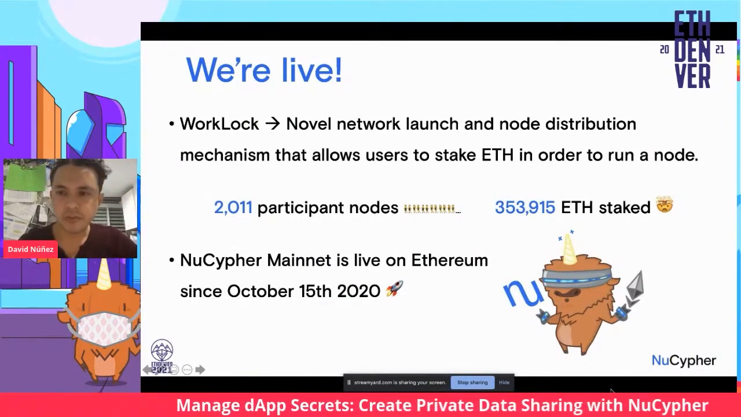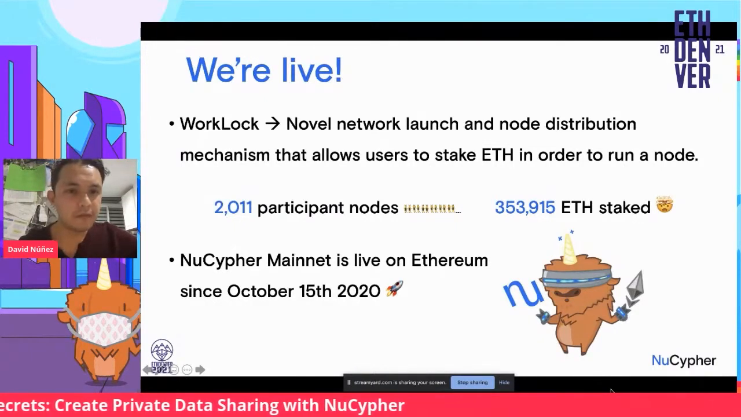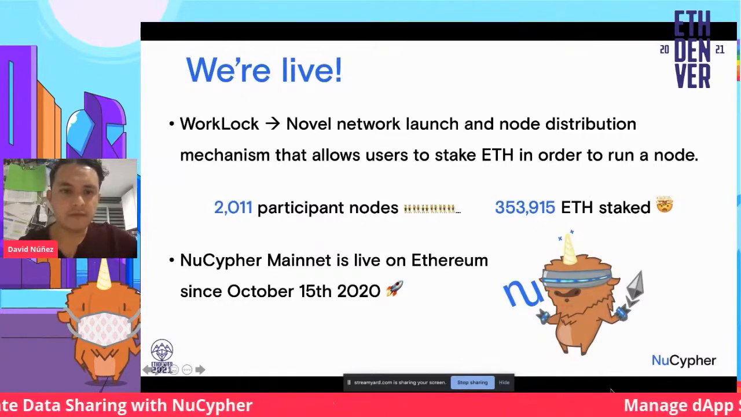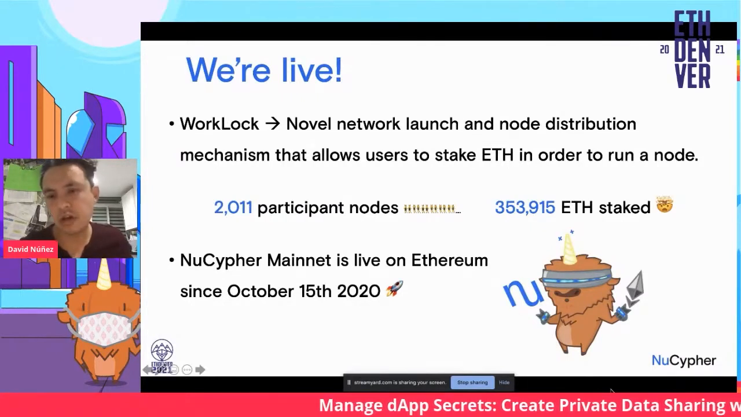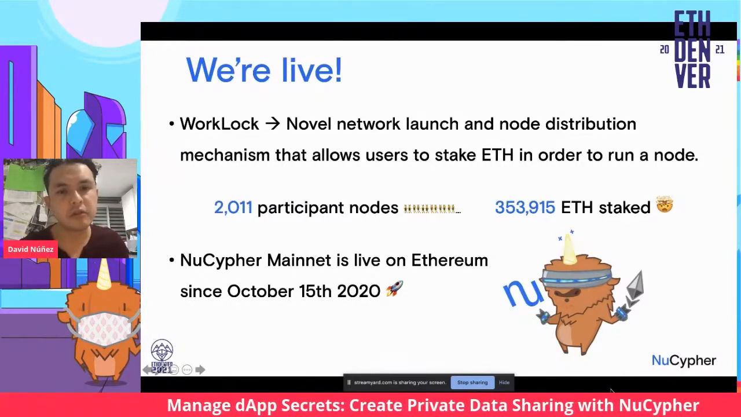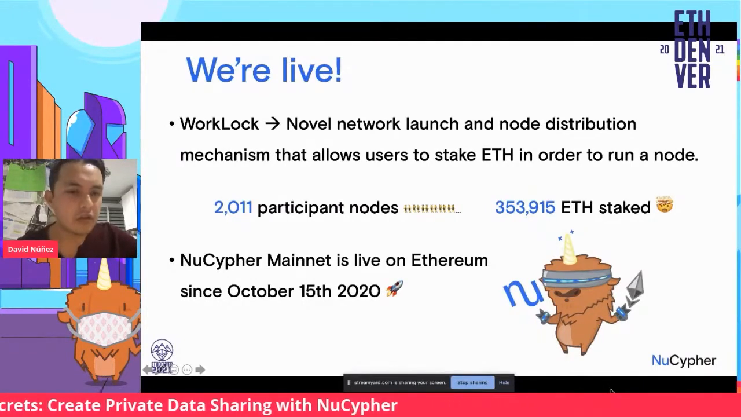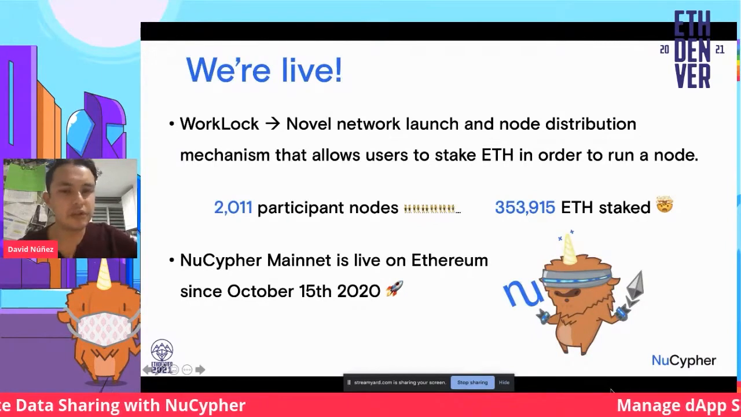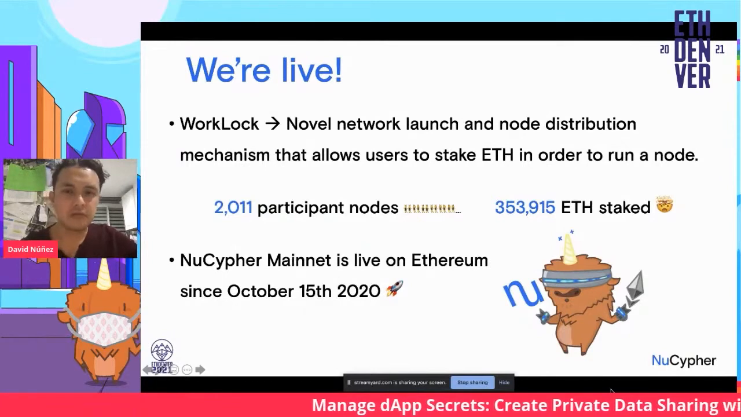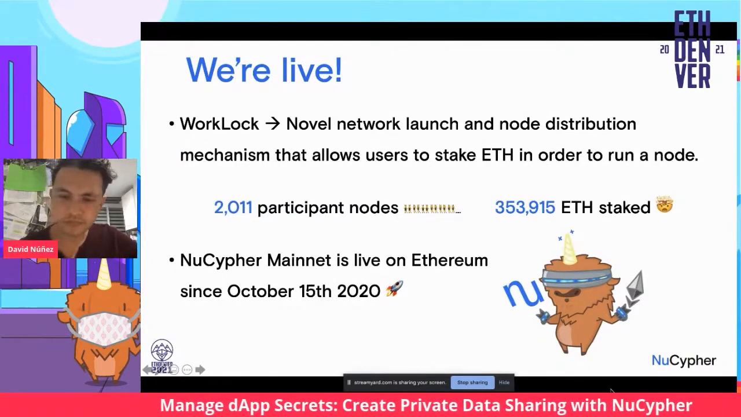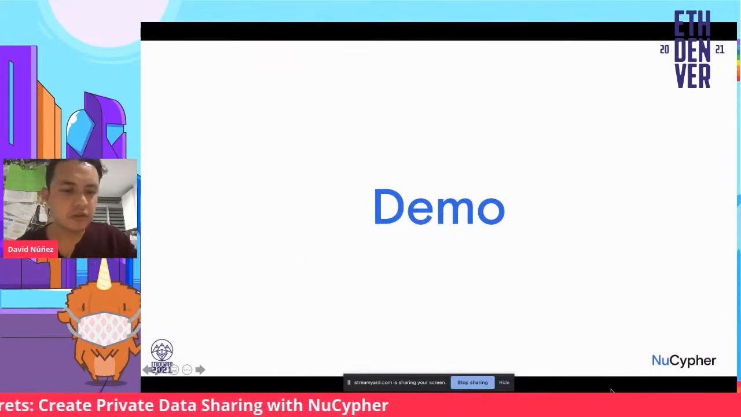Okay, so that was the explanation of how it works. And we are live. We are live since October 15 from last year. We started with a token distribution mechanism called the Warlock, where a user had to stake to run a node. We had over 2,000 participants and almost 350K ETH staked for this period of time. We believe that this was an awesome response.